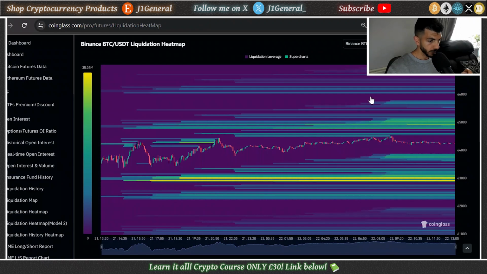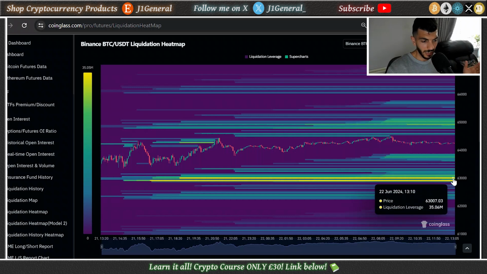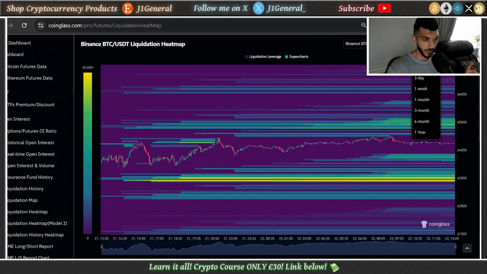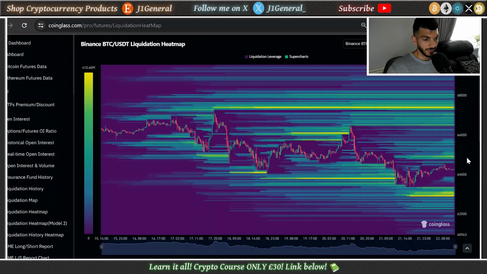So by taking a look at the liquidation levels, this is 24 hours. You can see that there's a heavy build-up of liquidations around that 63k. So keep that in mind, 63k, yeah? If we now go over to the weekly, you can see that there is a whole bunch of liquidations. We have liquidations above us and liquidations below us. Heavy liquidations at that 63k and heavy liquidations at that 67k.